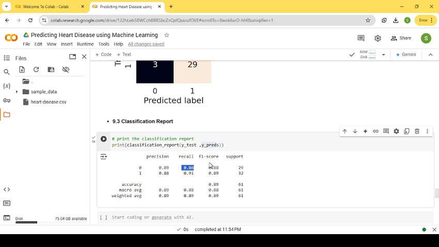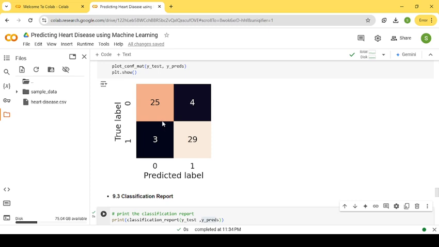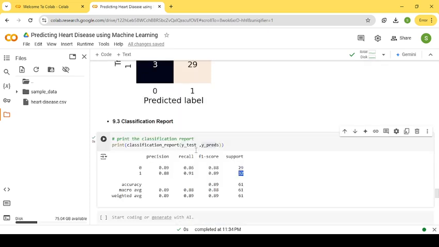Next, we have the F-score. The F-score is the harmonic mean of the precision and recall. So we combine both of these, and it gives you the result here. And here you have the support, which represents the number of actual occurrences of the classes in the specified data set. So this is our total test data set that we separated with 20%. It's equal to 61. So these are the predictions that were made.